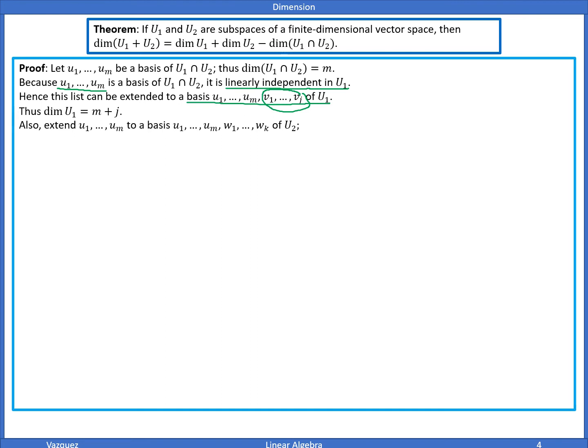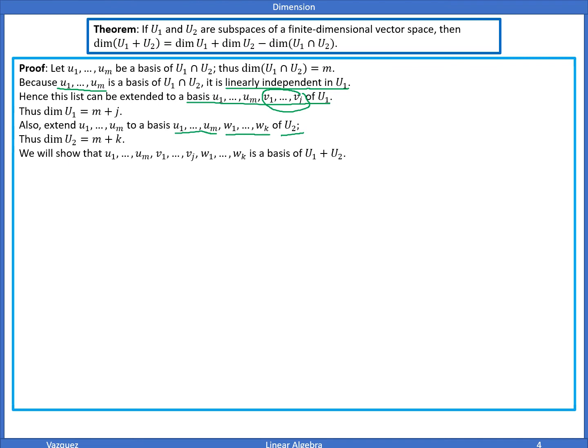Also, extend U1 to UM to a basis, where it's U1 to UM, and then including W1 to WK, so it's a basis of U2, right? We're doing the same thing, but now with U2. Well, then the dimension of U2 is M plus K. And again, M came from the length of this list, and K came from the length of this list of W's.